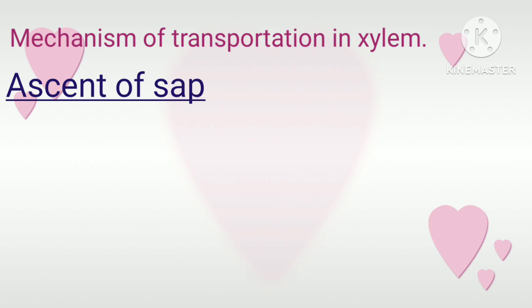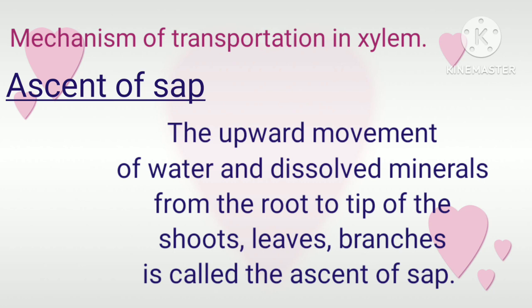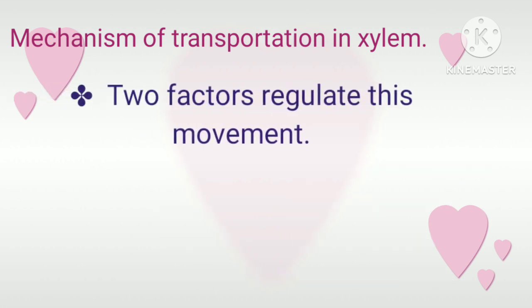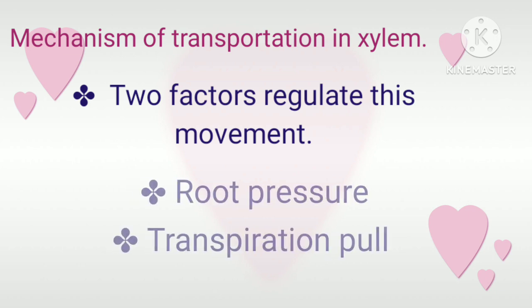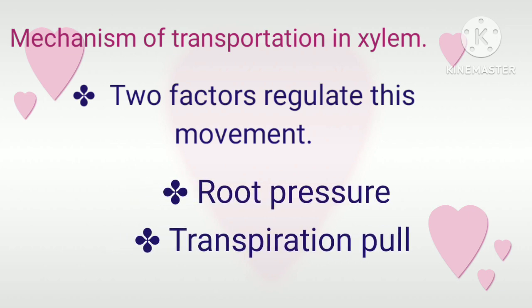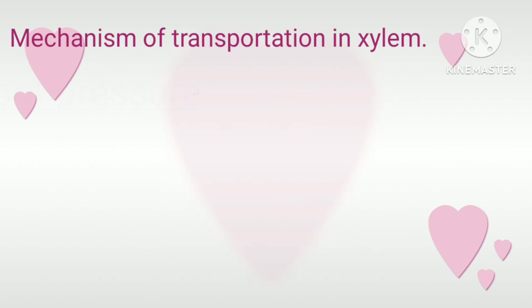Let us now discuss the second stage, that is ascent of sap. The upward movement of water and dissolved minerals from the root to the tip of the shoots, leaves, branches is called ascent of sap. Two factors regulate this movement: root pressure and transpiration pull.